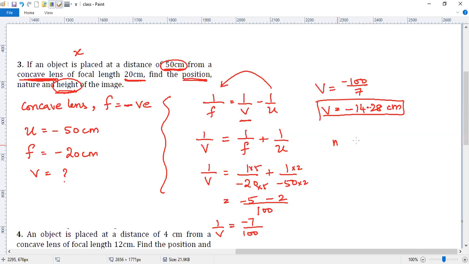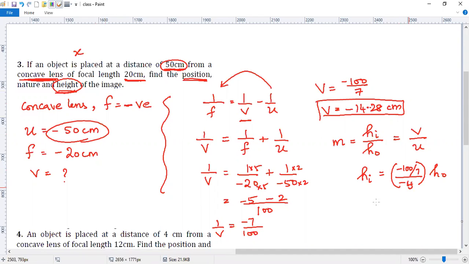Now, what is the magnification formula? Magnification is height of the image by height of the object, which is equal to v by u. So height of image is equal to v by u into height of object. What is v by u? v is -14.28, but in fractions it is easier to cancel, so v is -100 by 7, whole divided by u, which is -50. When you divide, minus minus cancel out, and you end up with 2 by 7. So 2 by 7 times the height of the object is the height of image.